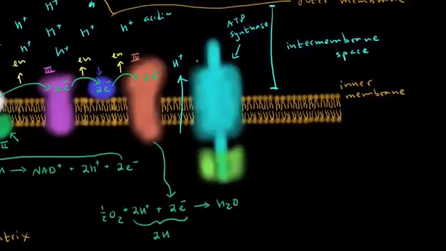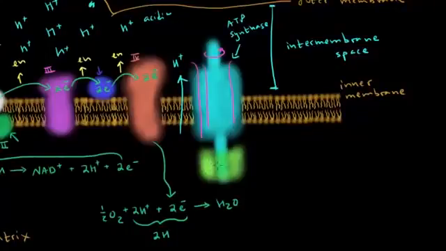ATP synthase has special channels in it that will allow H plus ions to pass through. So the H plus ions will pass through these special channels in ATP synthase, and when they do, they're going to cause this axle to turn.